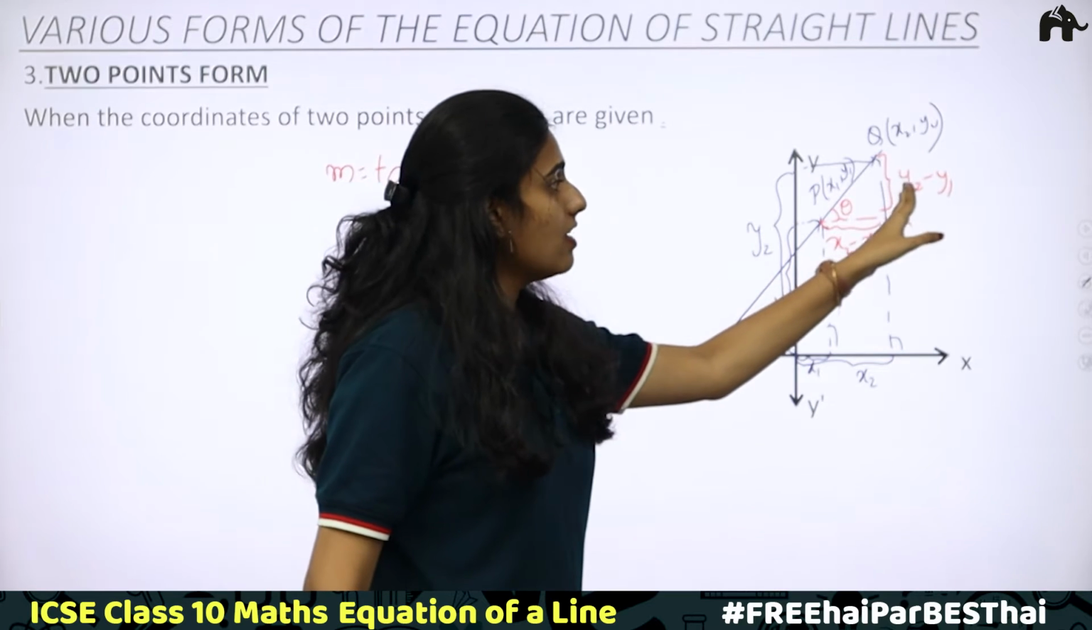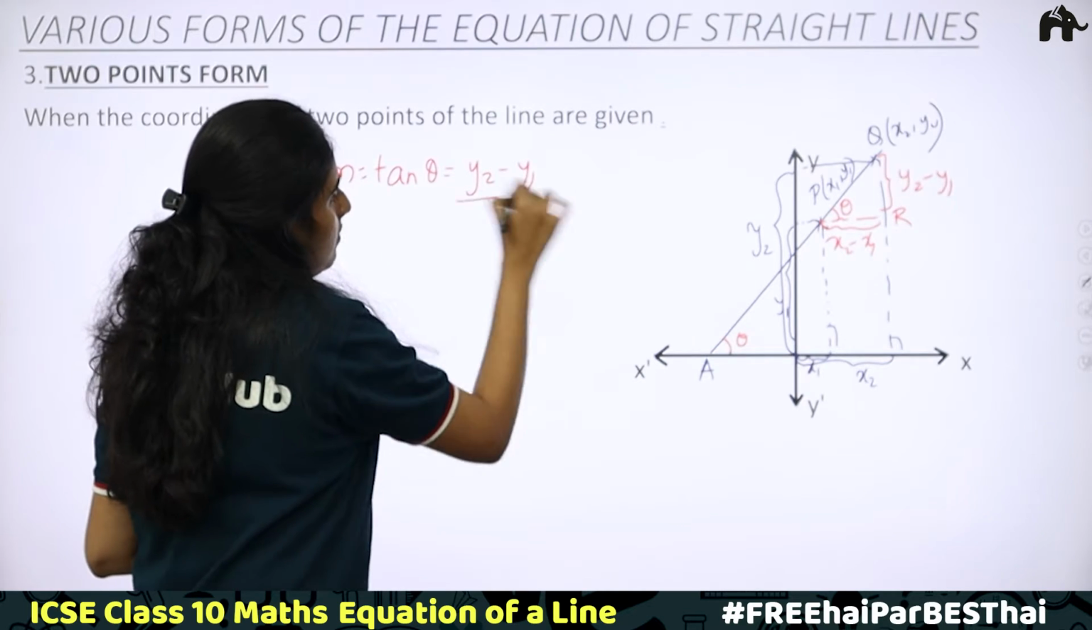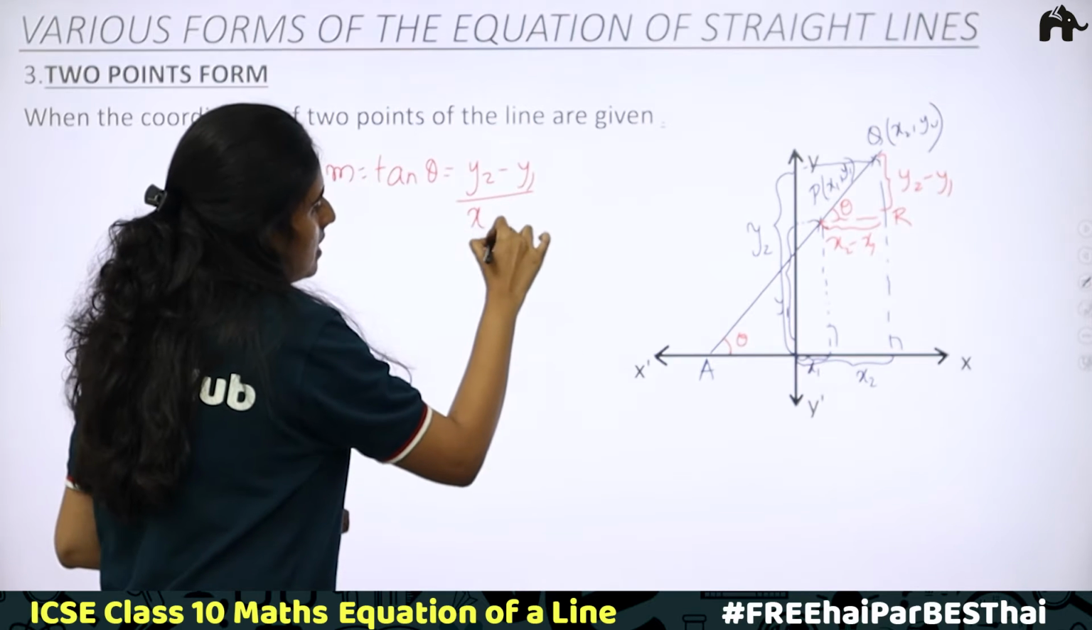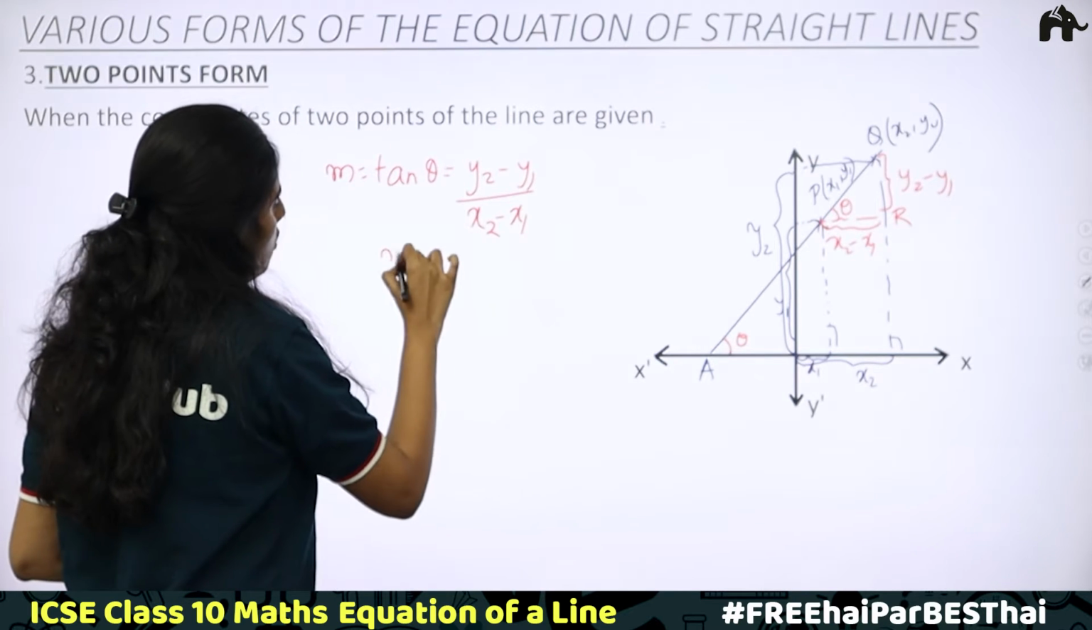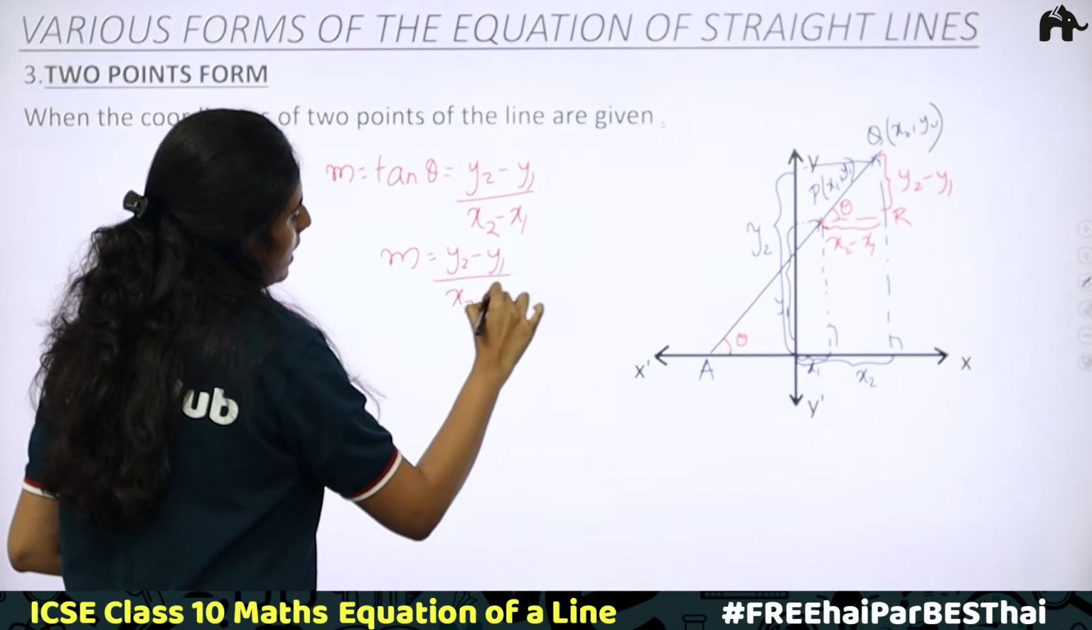Opposite to theta, we have y2 minus y1. So, this is y2 minus y1 divided by, here we have x2 minus x1, the adjacent side. So, slope m is equal to y2 minus y1 divided by x2 minus x1.